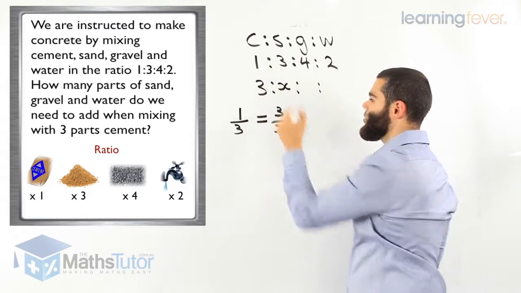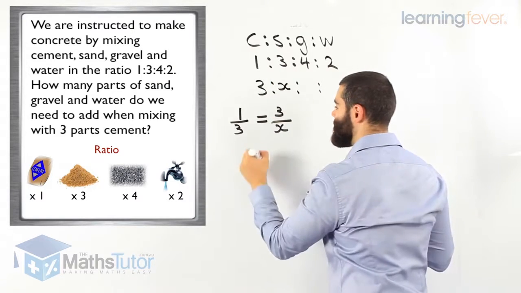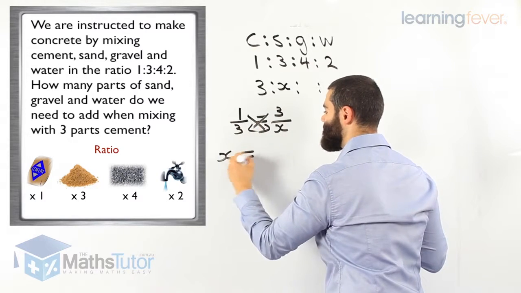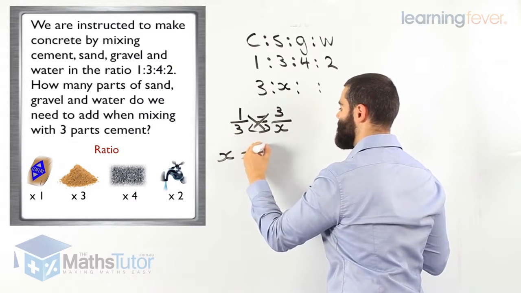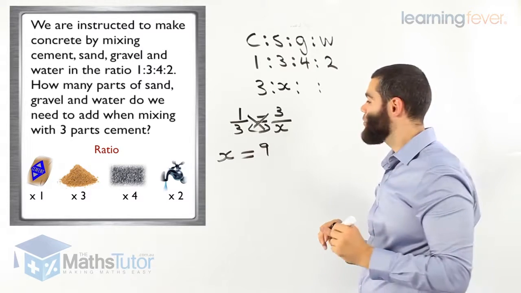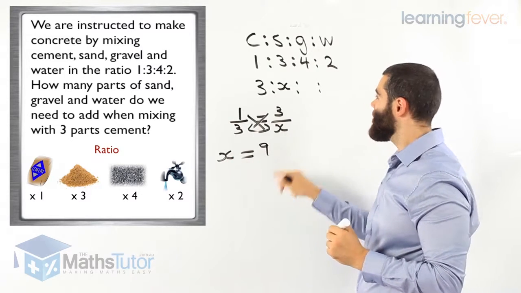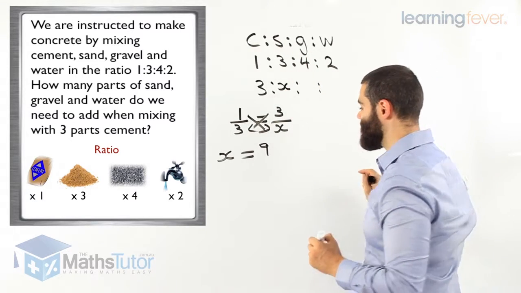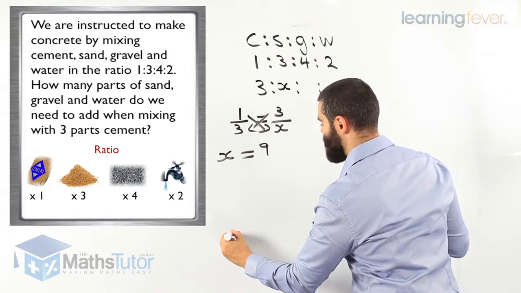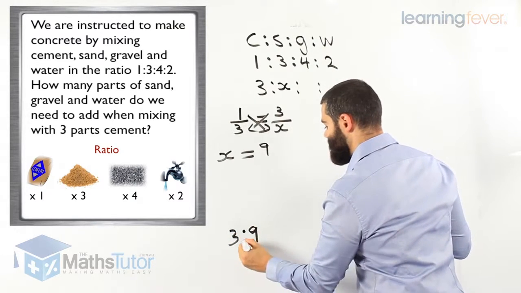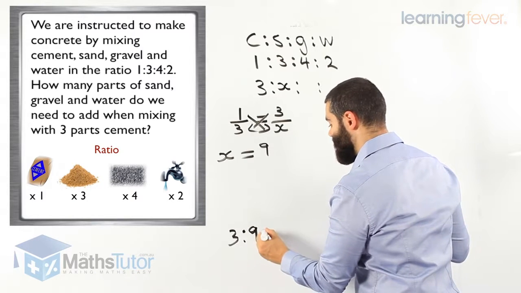1 over 3 and 3 over x. Now we do our little cross multiply. 1x is x and 3 times 3 is 9. That was a simple one. Very easy. We know x is 9. We need 9 parts of sand. So let's put our final answer here. Cement is 3 and 9 is for the sand.